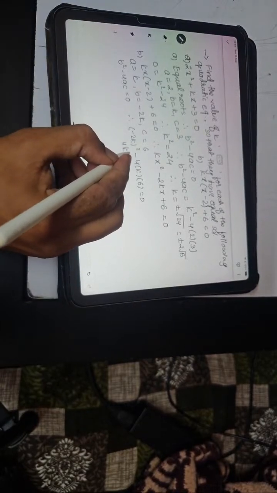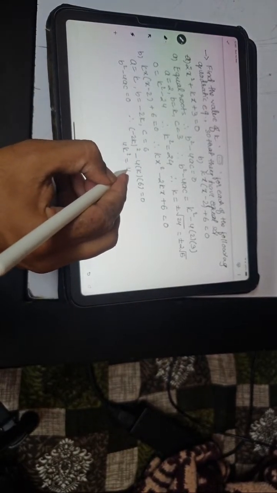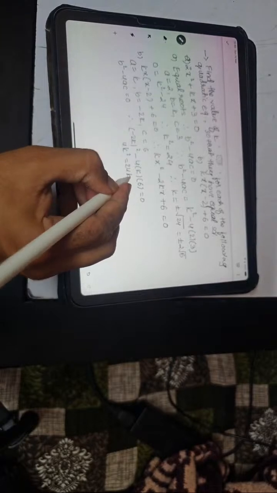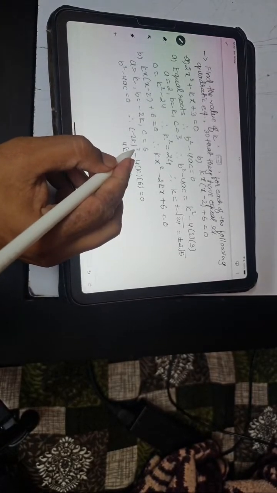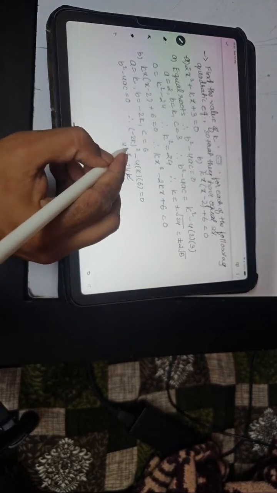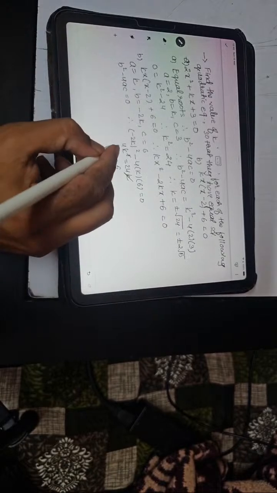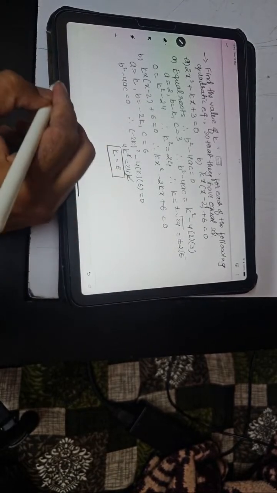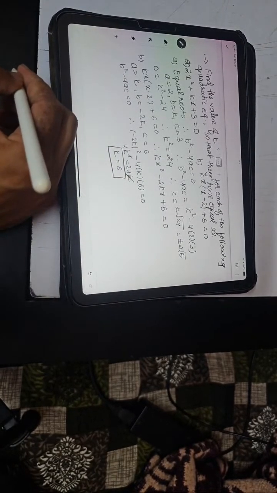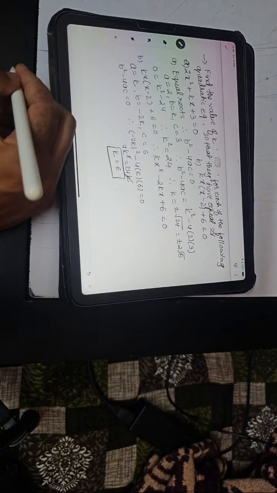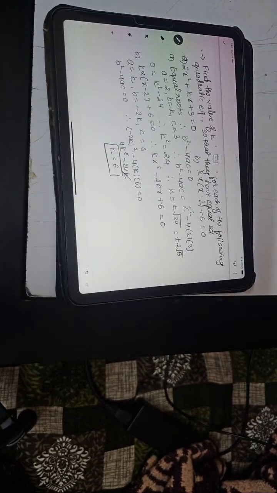So 4k square equal to 24k. So if I cut k on both sides and 4 on both sides, so see k will be equal to 6. I will get. So if these are the values, then it is said that it is the solution. K's value I can have this much.